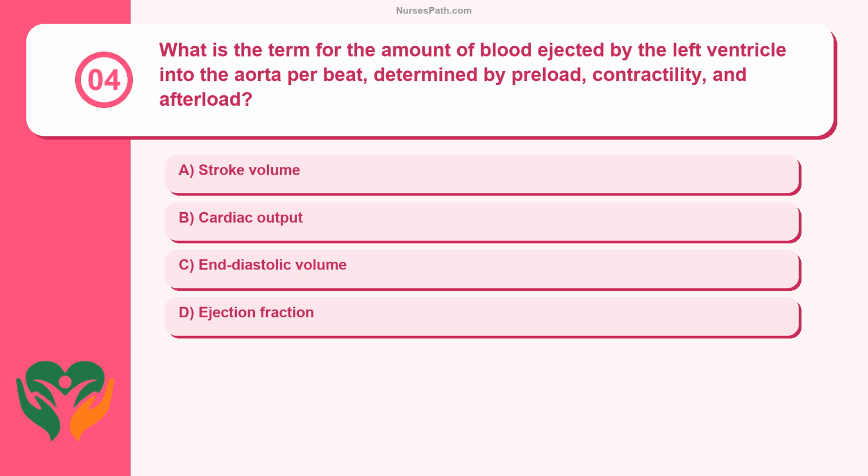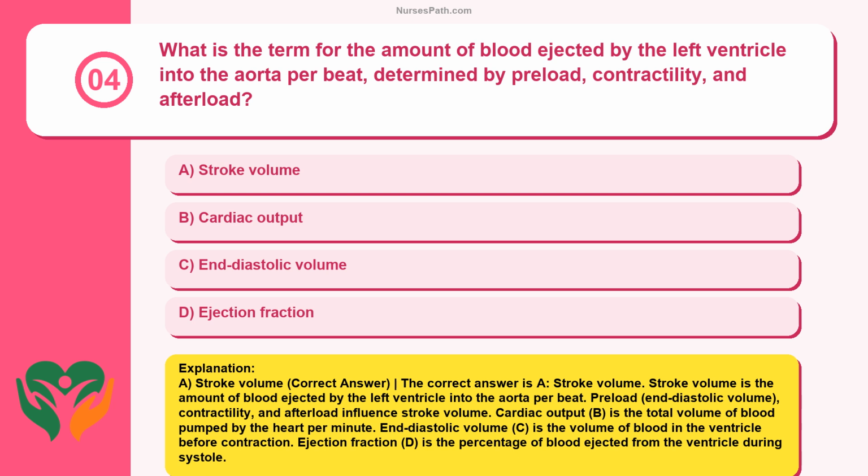Question 4. What is the term for the amount of blood ejected by the left ventricle into the aorta per beat, determined by preload, contractility, and afterload? Stroke volume, cardiac output, diastolic volume, ejection fraction. A. Stroke volume. Correct answer. The correct answer is A.